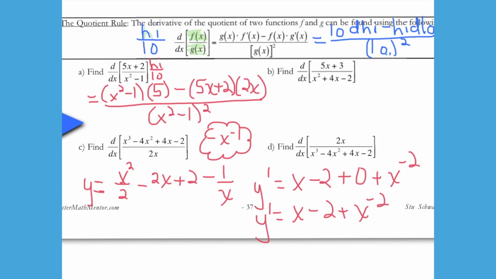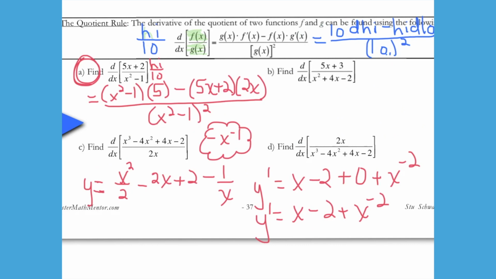Okay. So if it's something very simple like in part A, then you'll want to do that low d high minus high d low over low squared. If it's something where the power is simple on the bottom and very complex on the top, you might just do long division quickly and make it simple and then do it, okay? Let's do another, we need to do this quotient rule.